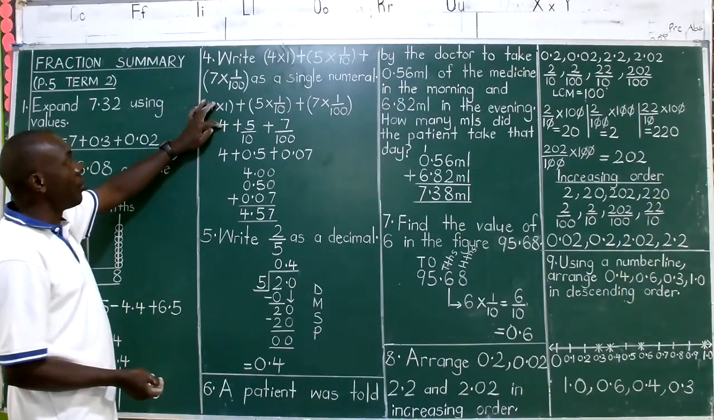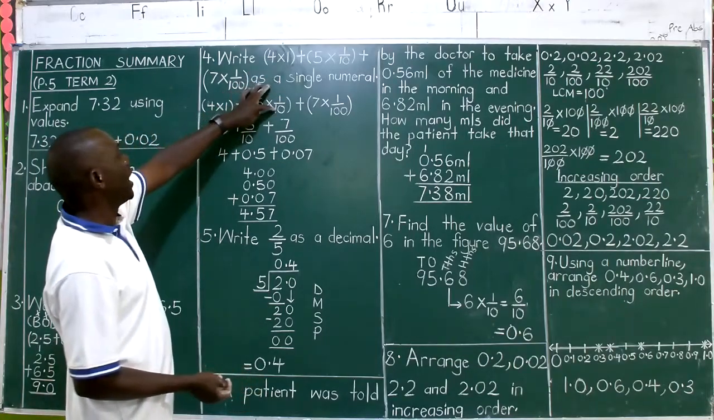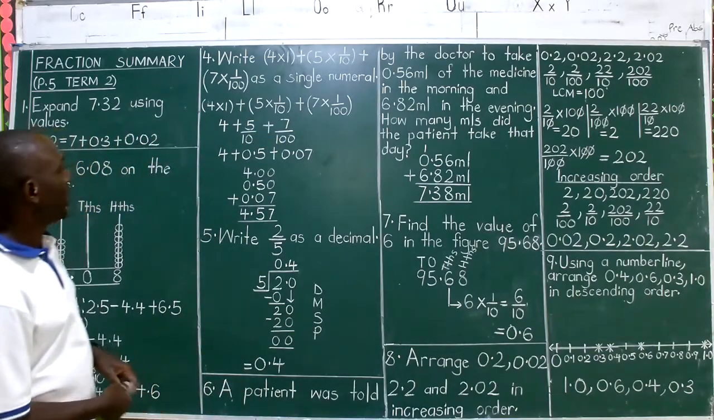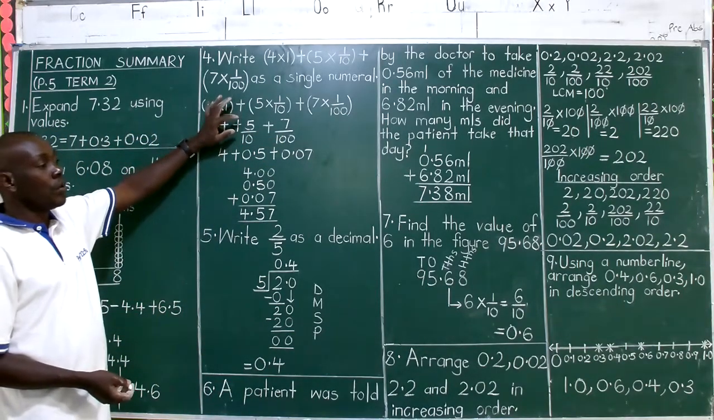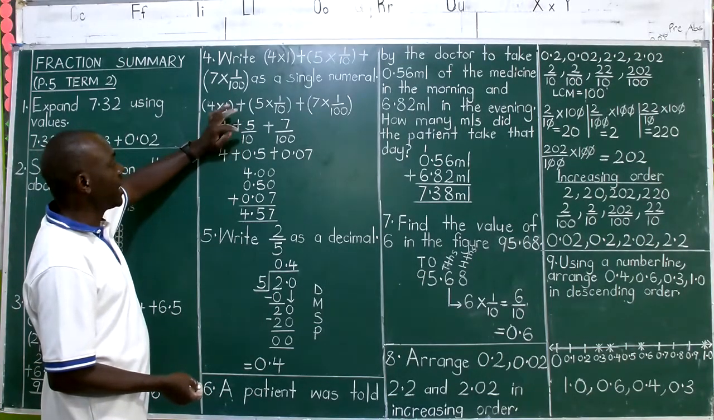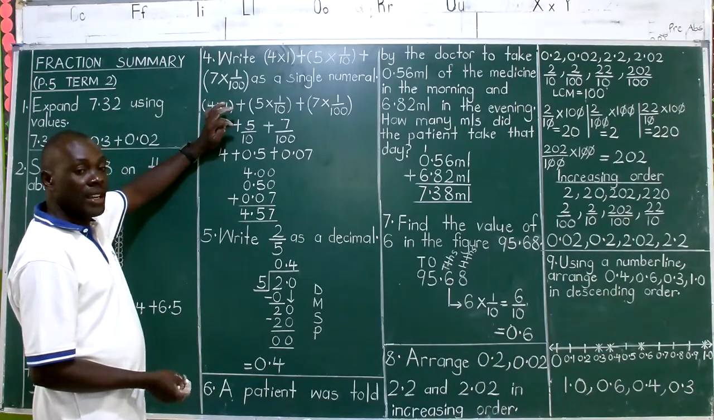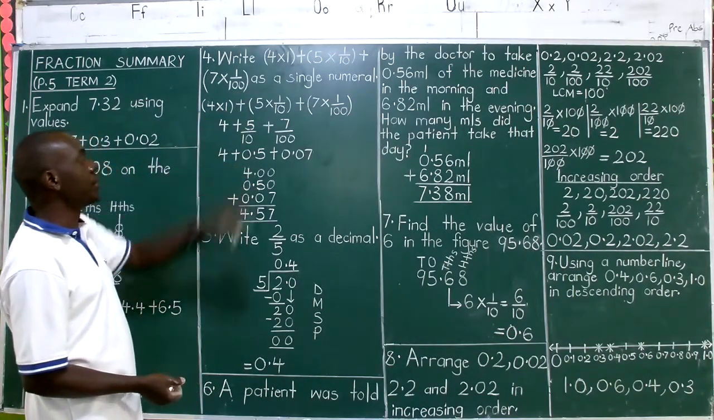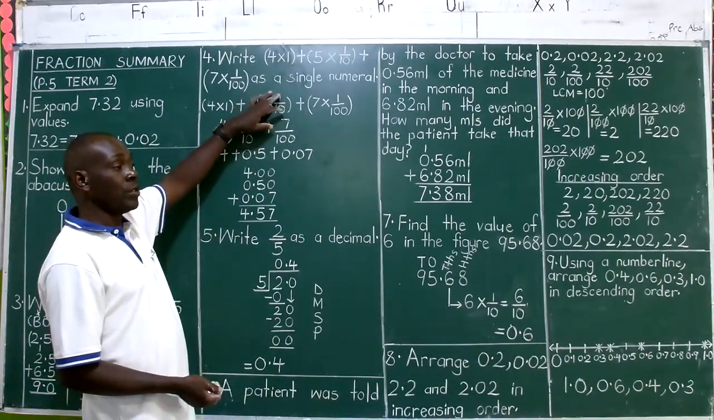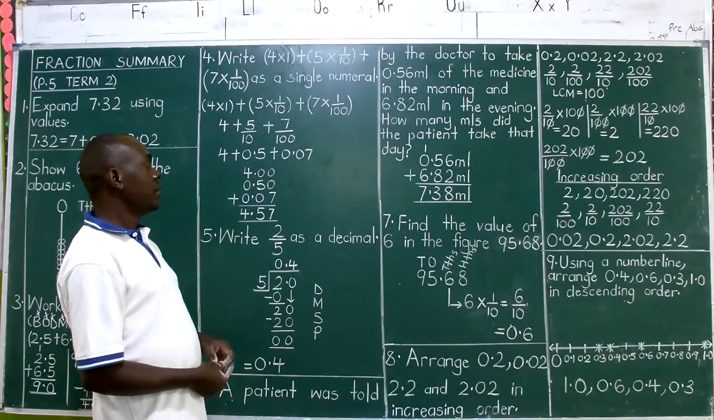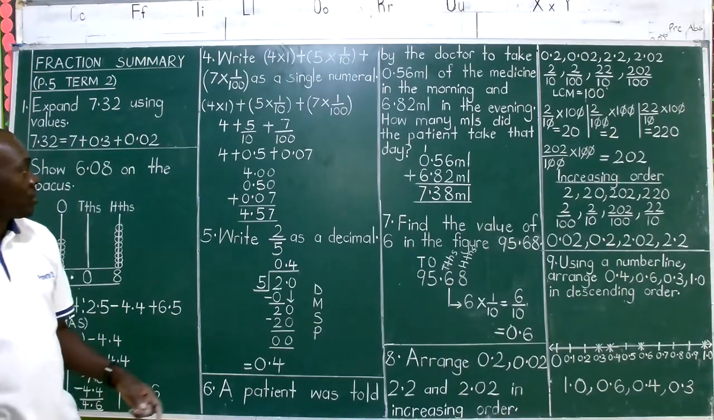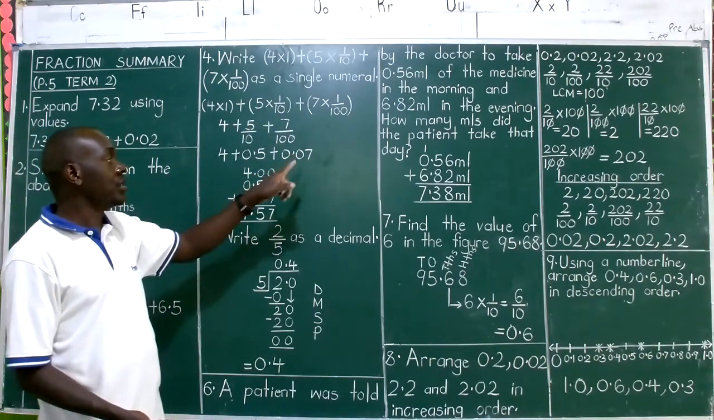4 times 1 is a 4, 5 times a tenth is 5 out of 10, 7 times a hundredth is 7 out of 100. And now, to get a decimal, that means 5 tenths. 5 out of 10, if I've got 1 0 here, it means we shall have only 1 digit after the point. So 5 out of 10 means 0.5. Then 7 out of 100. We've got 2 zeros, meaning we've got to have 2 decimal digits, 2 digits after the point. So that 7 out of 100 means 0.07.